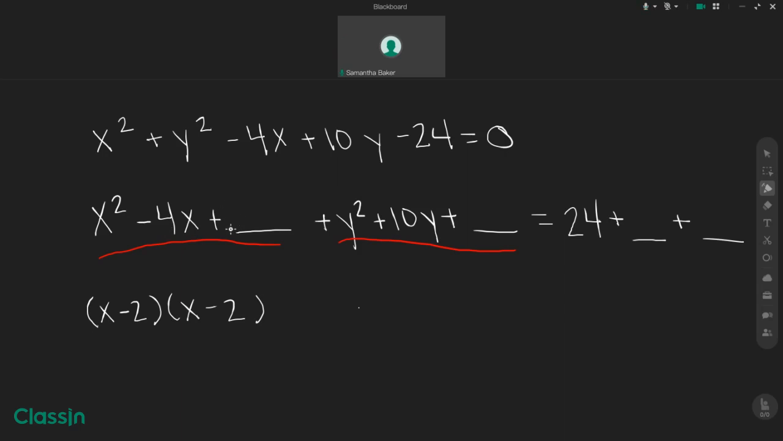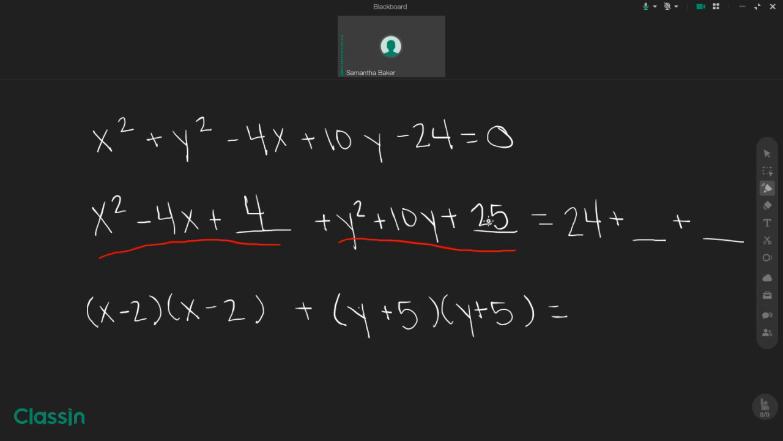What constant would I have when I multiplied this out? Negative 2 times negative 2 is positive 4. Now let's do the y's. Well, in order to get the 10y, I'm going to need a 5y and a 5y, because 10 divided by 2 is 5. So what constant would I end up with? 5 times 5 is 25.